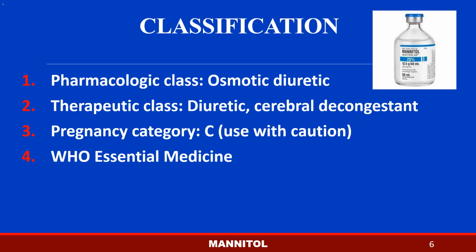Classification of mannitol. 1. Pharmacologic class: osmotic diuretic. Mannitol works by increasing the amount of water in urine through osmotic effects. 2. Therapeutic class: diuretic, cerebral decongestant. Mannitol is used to increase urine output and to reduce swelling in the brain. 3. Pregnancy category: C. Use with caution. This means mannitol should be used in pregnancy only if benefits outweigh risks. 4. WHO essential medicine. Mannitol is considered a critical medicine by the World Health Organization for certain conditions.